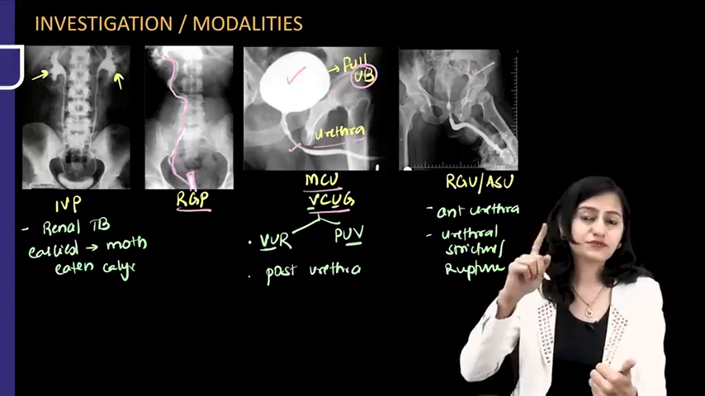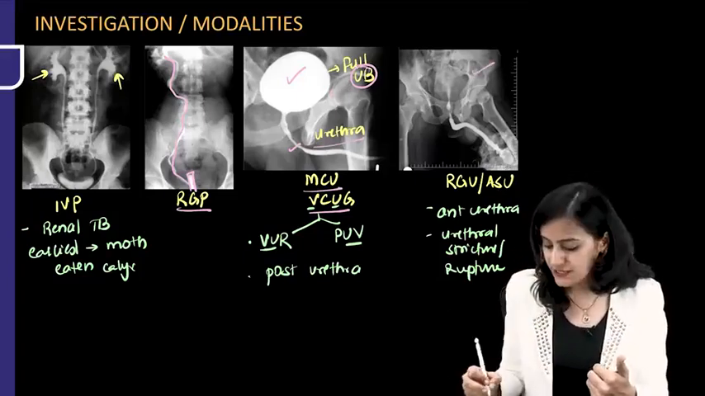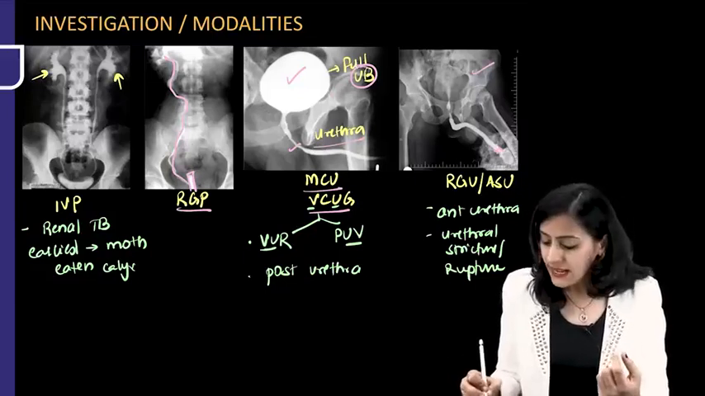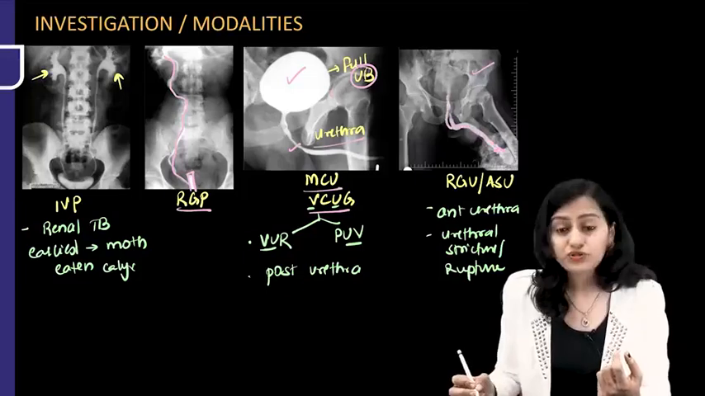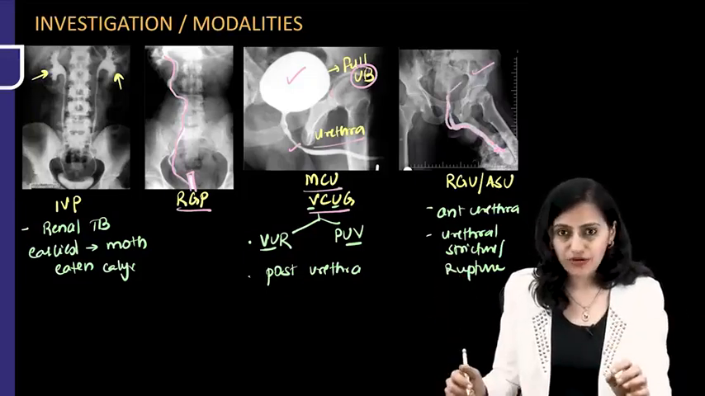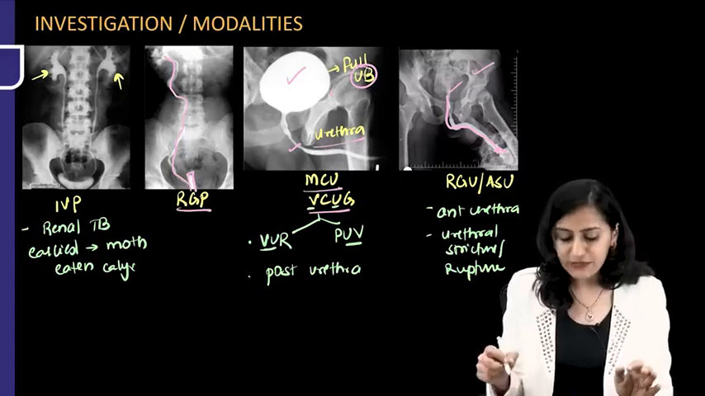RGU or ASU, that is retrograde urethrogram or ascending urethrogram. The cannulation is at the external urethral meatus and then the contrast is pushed into the urethra, right? So here the bladder is not completely distended with contrast. So where are these modalities used?